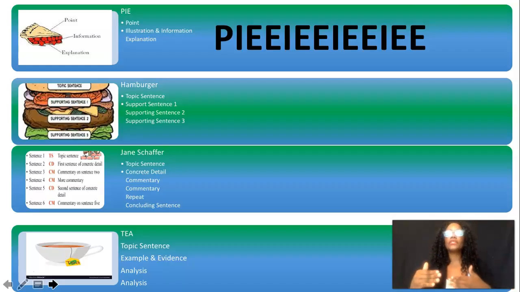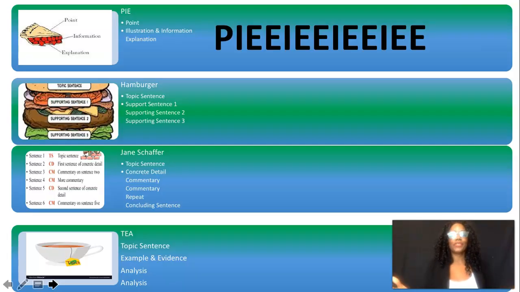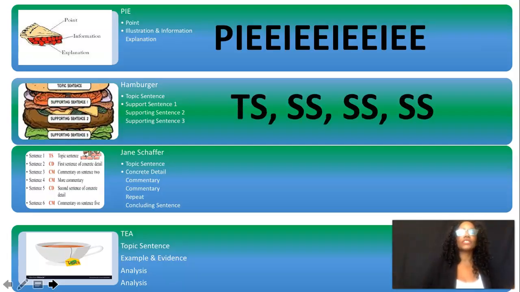And you want to build on each of the examples that you use or each of the illustrations. So as you can see, if you can get your topic sentence and your illustration and explain a couple times, then you just repeat the same cycle over again. Then we have what's called the hamburger method. You may have heard of it, where you've got the hamburger and you've got all this material inside the bun. You've got your topic sentence and you have your supporting sentence 1, 2, and 3.